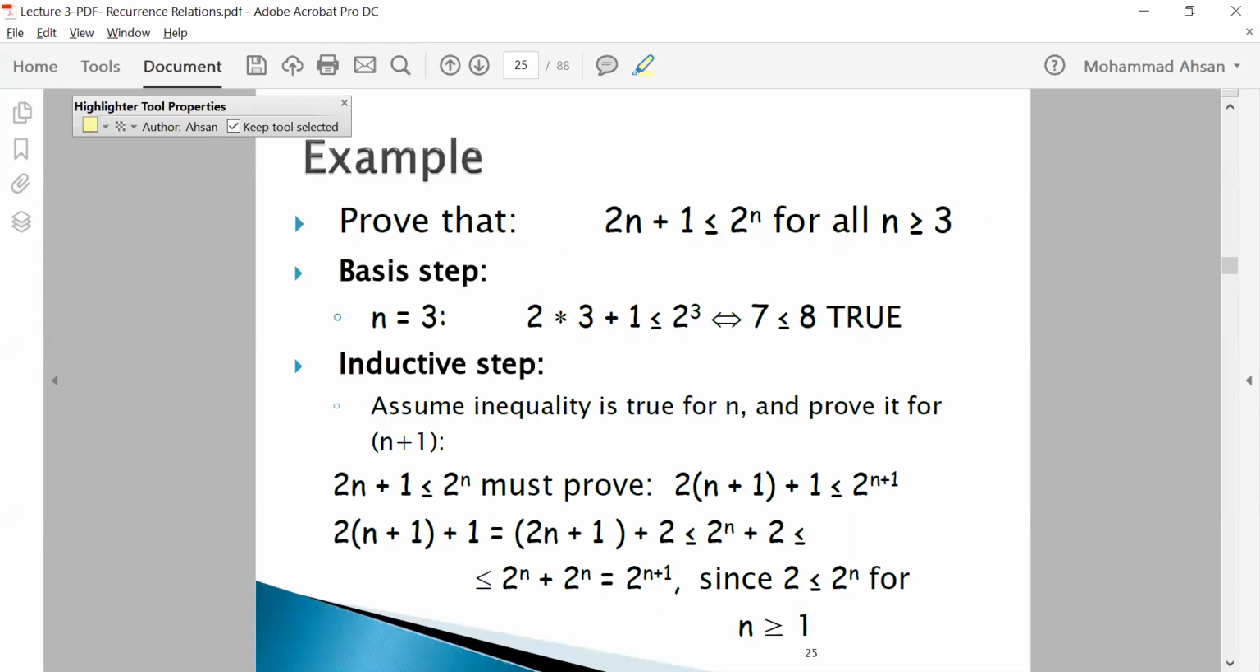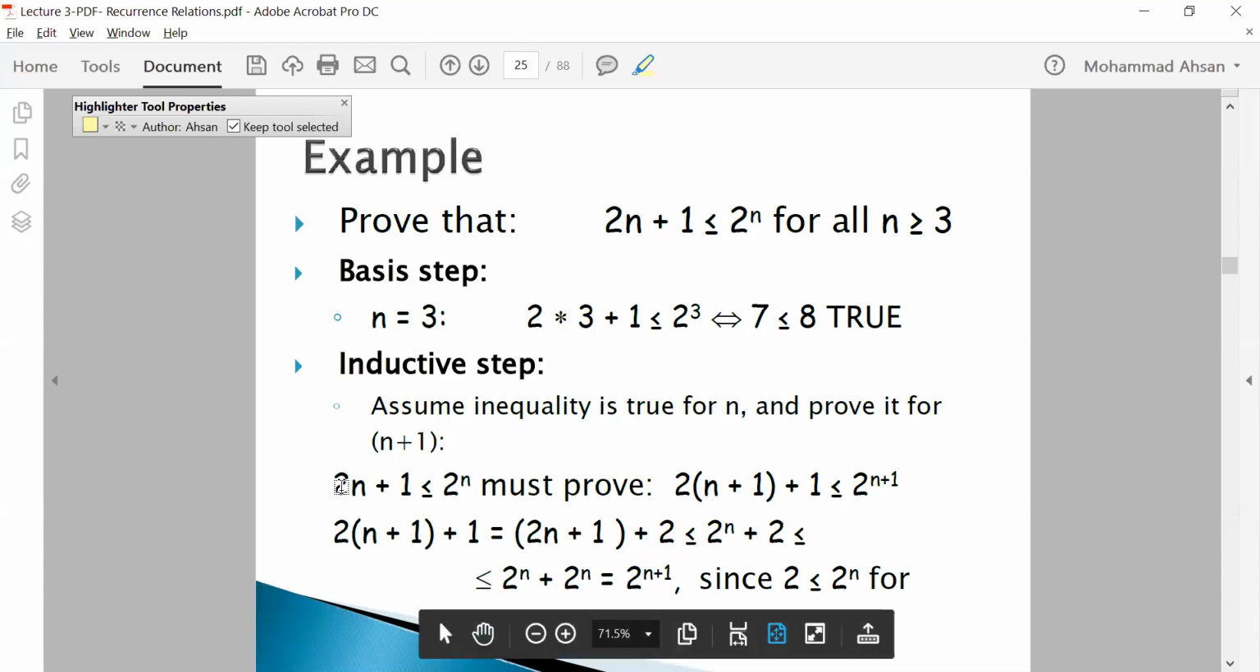Okay, so for example, if you have to prove that 2n plus 1 is less than or equal to 2 to the power n for all n greater than 3. So if n is greater than 3, your base case is when n is 3. So when n is 3, 7 is less than or equal to 8, which is true. Now your inductive step is we assume this is true for n, and then we have to prove it is true for n plus 1. So you first write down the equation for n, and then you have to prove it for n plus 1.